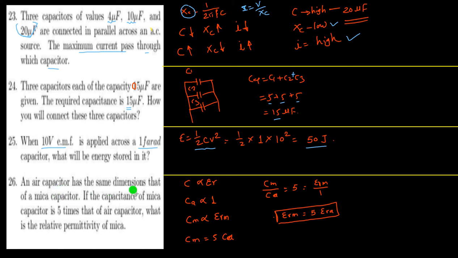An air capacitor has the same dimensions as a mica capacitor. The capacitance of the mica capacitor is 5 times that of the air capacitor. Capacitance is proportional to epsilon r, but in air epsilon r is equal to 1, and in the case of mica it is epsilon rm. Since the capacitance of mica is 5 times that of air, Cm upon Ca is equal to 5. So Cm upon Ca is nothing but epsilon rm upon 1. So the relative permittivity of mica is 5 times that of air, that is epsilon rm is equal to 5. So you get the relative permittivity of the mica.